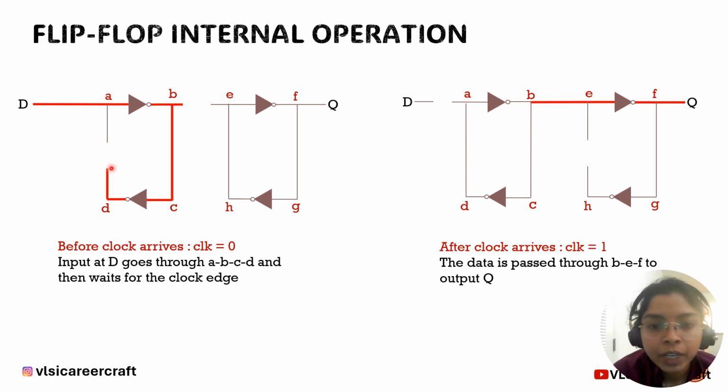and then it waits for the clock to arrive. After the clock arrives, that is when the clock equals 1, the transmission gates which are driven by clock are short circuited and those driven by clock bar are open circuited. So here the data at node B passes to E and then F and it goes to the output. So this is a brief overview of how the flip-flop operates.